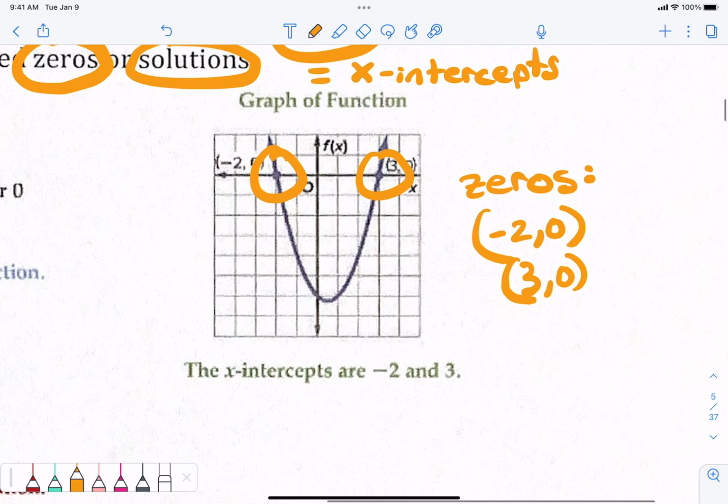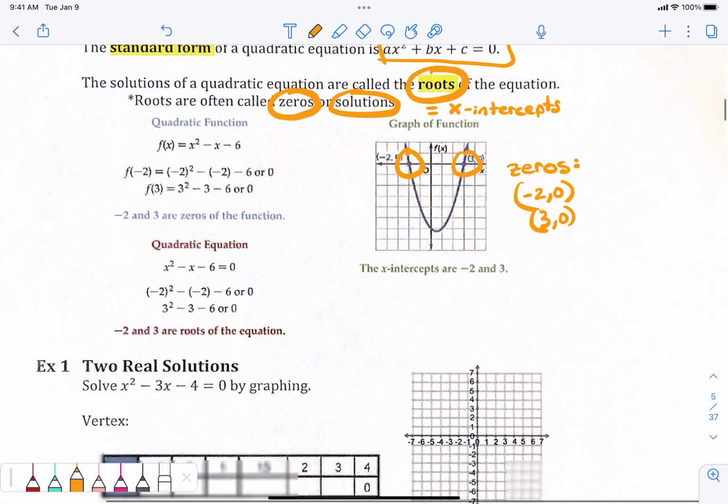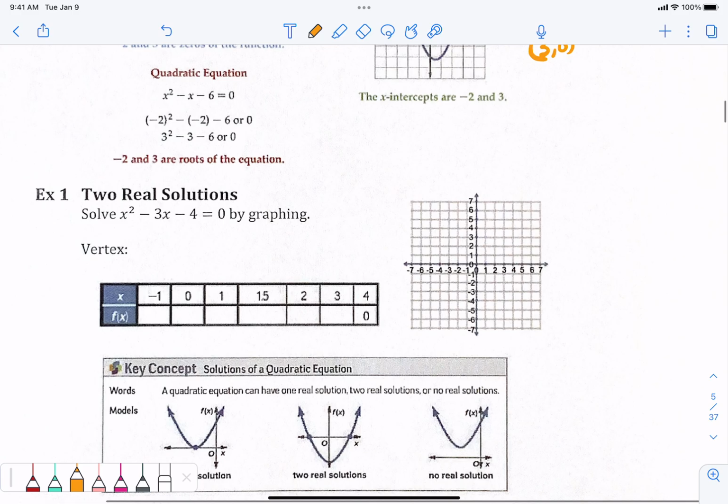Some problems on your homework assignment will just ask you to identify where it crosses. Others might ask you to find the places where it crosses and actually graph the function. That's what we're going to do in example 1.